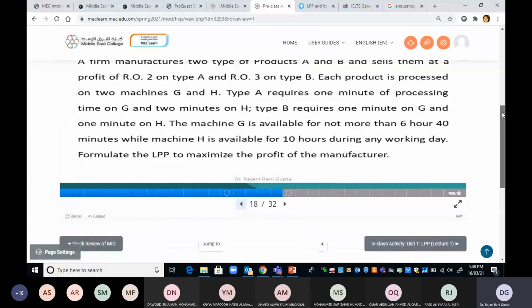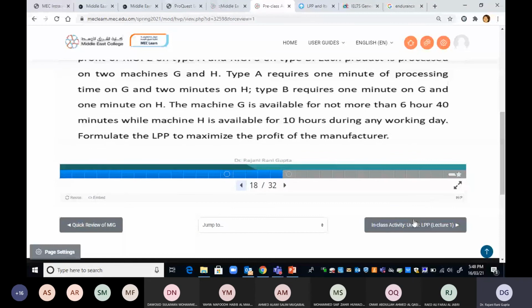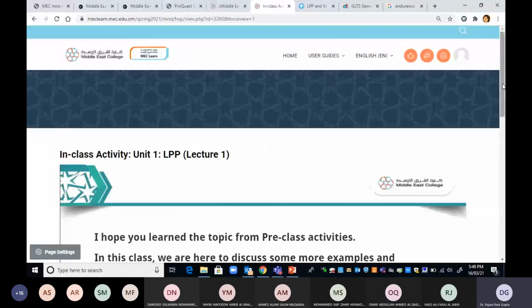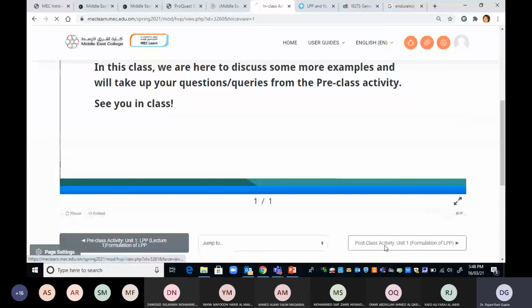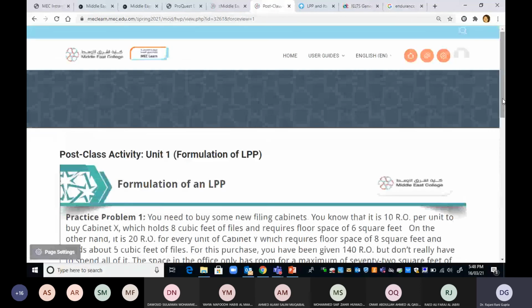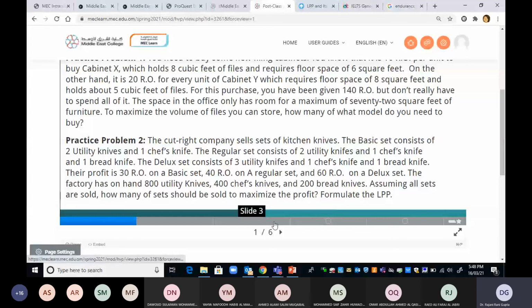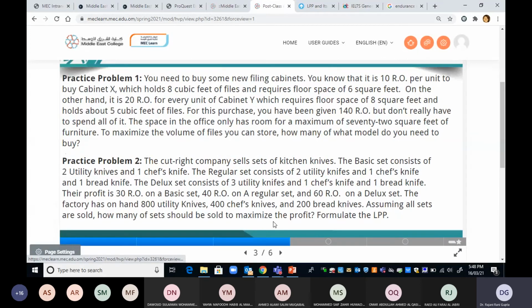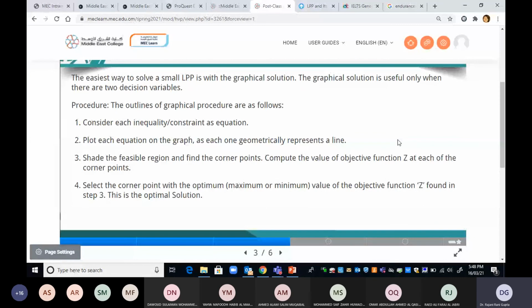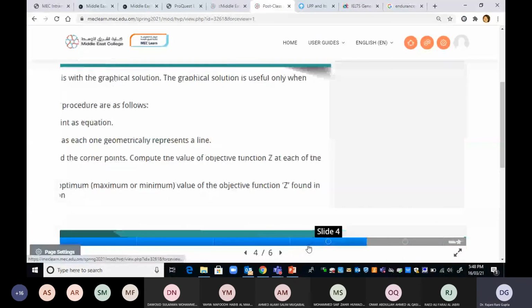Okay, so now I suggest you go through this post-class activity, complete the pre-class and post-class activities, complete all the questions related to the formulation, and then go through this graphical method. And these videos that I recorded are required because I know it's been a long time since you studied how to plot a line. So it is important to understand.